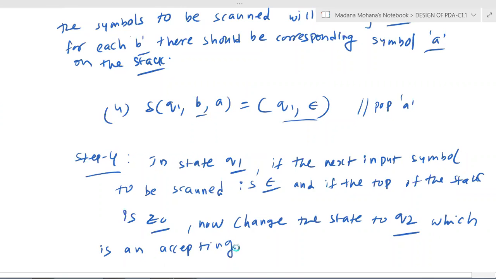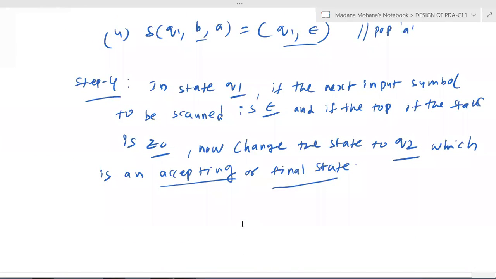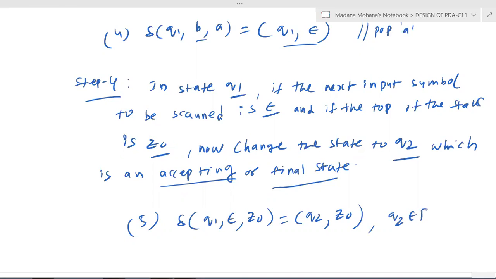Which is an accepting or final state. So whenever the input is empty and the stack top is Z0, then you can change the state to a new state, whatever the previous state, and it will move to the next state. That you can consider as the final state. Therefore, the transition corresponding to this can be defined as: now you are at Q1, the input is empty, the stack also contains the initial symbol, then simply you have to change the state to Q2, and the stack remains the same. Where Q2 belongs to the final state or accepting state.